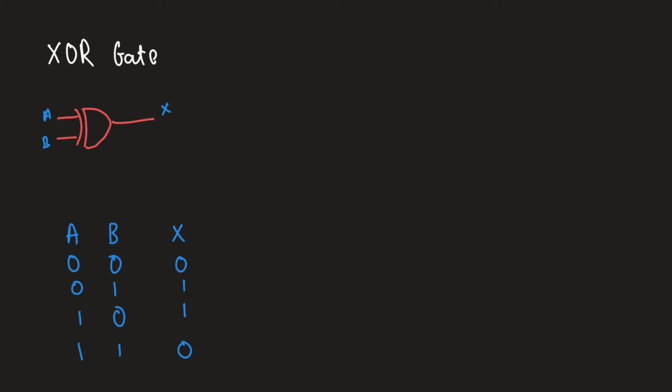Now, on the other hand, if our inputs are different, then the output will be 1, which is true. Okay, the notation for this is probably a little out of the syllabus for right now, but it won't harm you to know it anyways. So X is equal to A, a plus sign with a circle over it, B.